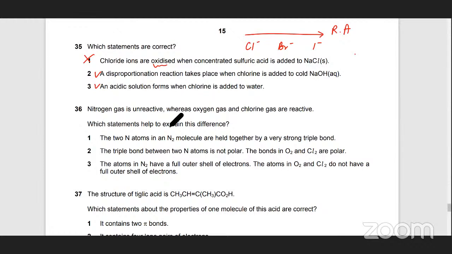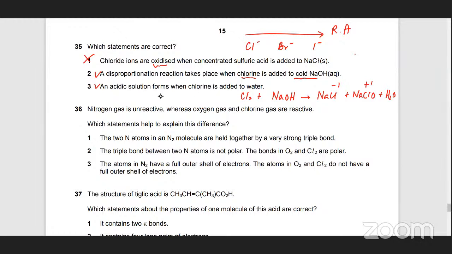2 and 3: a disproportionation reaction happens when cold NaOH is reacted with Cl2. So it's a reaction that you have to remember. So two things are formed. That's NaCl and NaClO plus H2O is formed. Cl is +1 over here and Cl is -1 over here. So it is getting reduced. It's also getting oxidized. So that is what is meant by disproportionation.